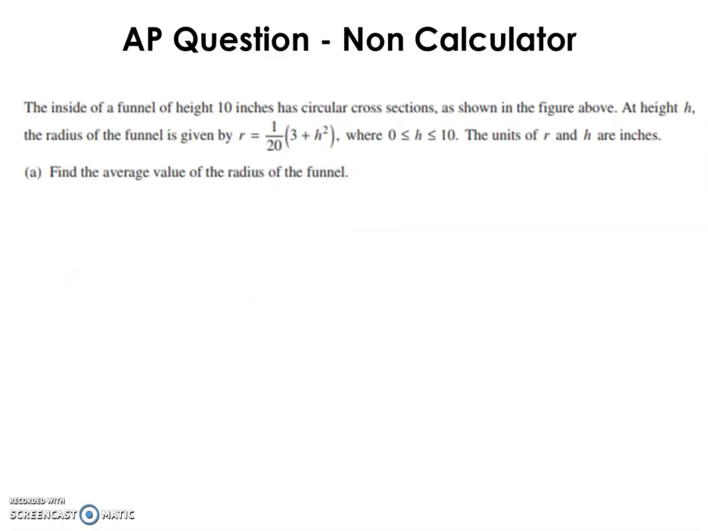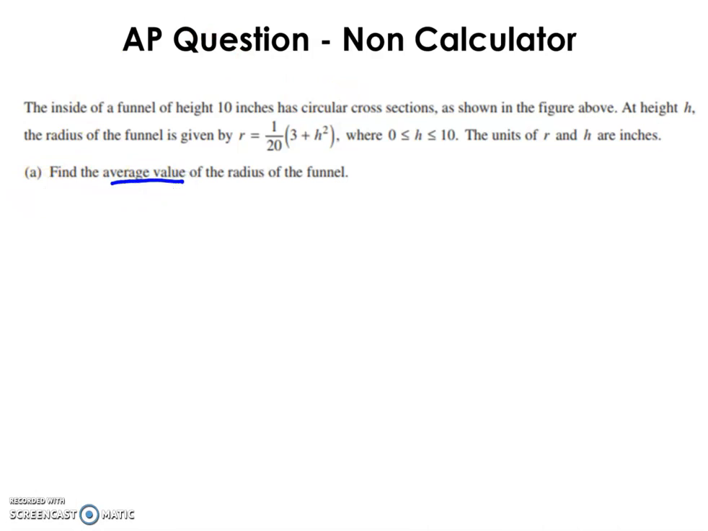Okay, and then we're just going to look at an AP question. So here is a non-calculator AP question. The inside of a funnel of height 10 inches has circular cross sections as shown in the figure above. Oops, there's no figure above, but that's okay, we don't need it. At height h, the radius of the funnel is given by this function, and h is between 0 and 10. And then the units are inches. Find the average value of the radius of the funnel.